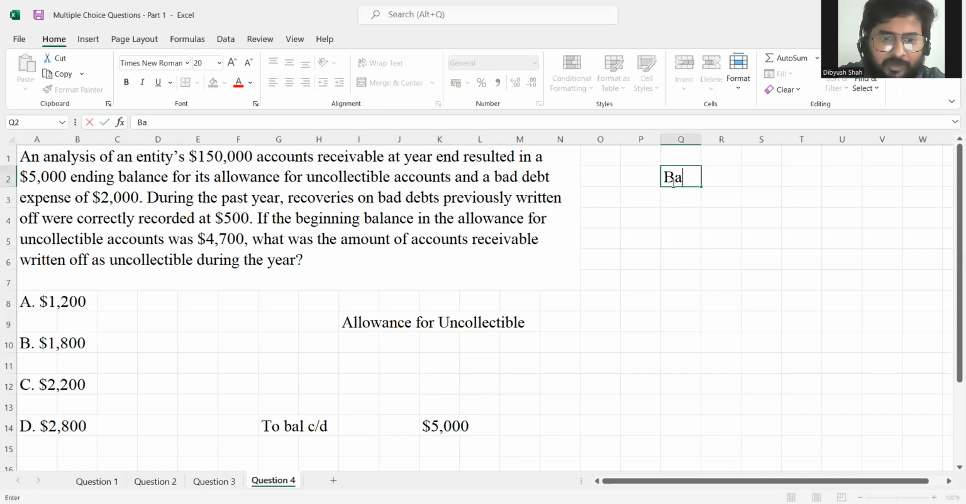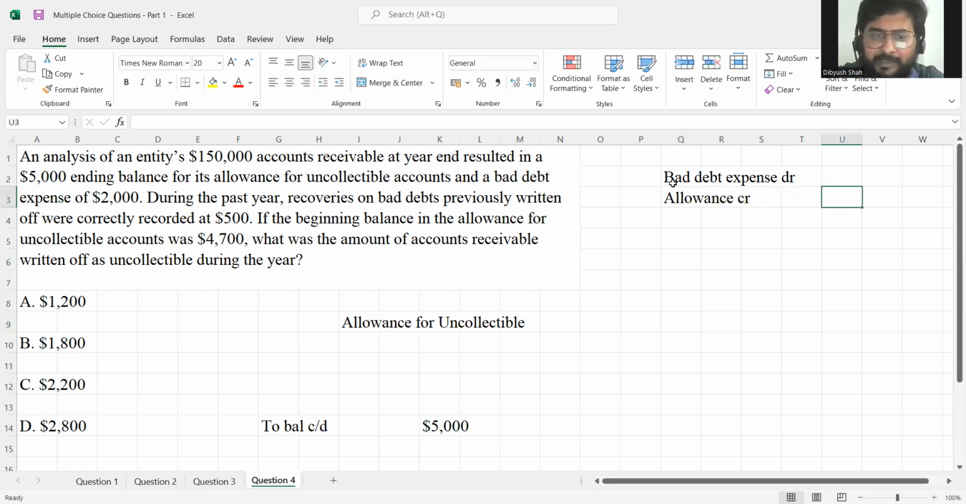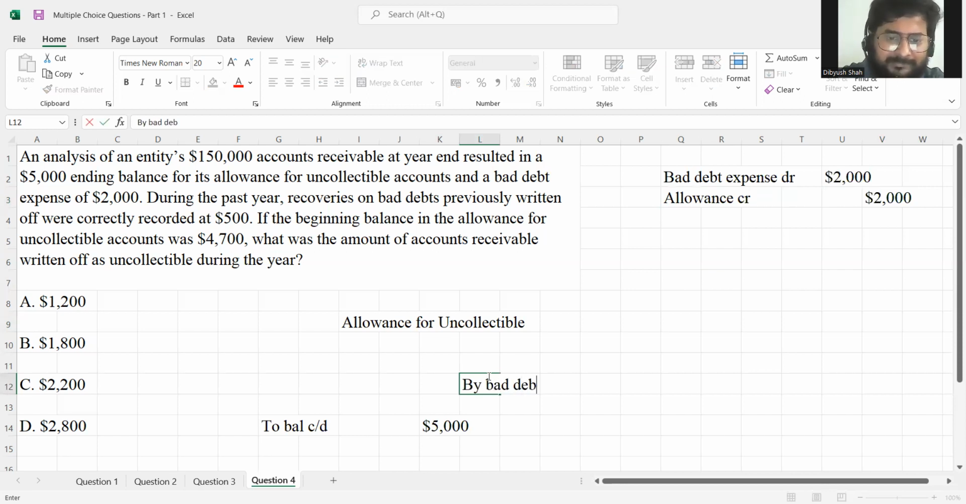So what is the journal entry for bad debt expense? Just discussed it in the previous question. Bad debt expense debit, allowance credit. So it will be 2,000. So this will go on the credit side of the ledger. By bad debt expense, that is $2,000. During the past year, recovery on bad debts previously written off was correctly recorded at 500.